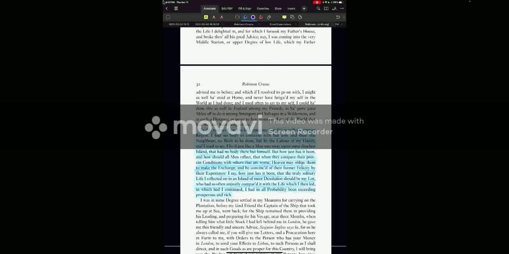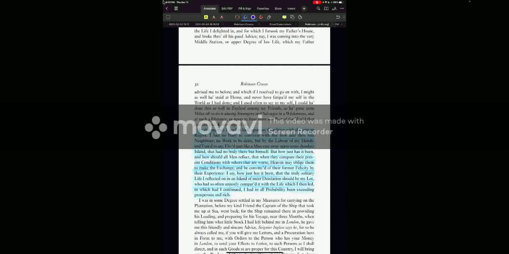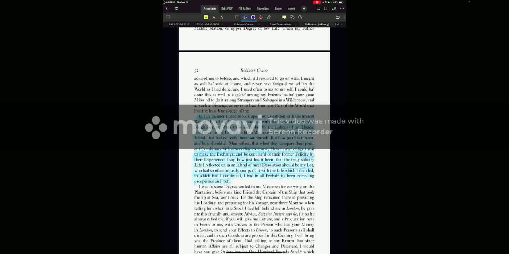Crusoe is making a kind of meditation, okay? Who can read this blue highlighted paragraph?